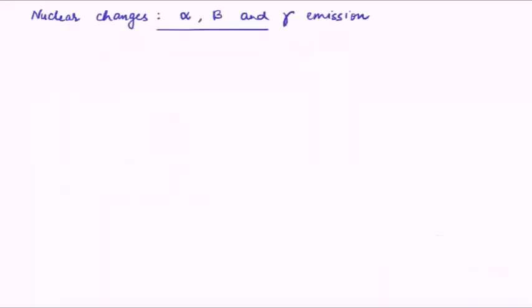We have discussed that during radioactive decay, a nuclear change takes place. Radioactivity is a phenomenon of the nucleus, and during nuclear changes, alpha, beta and gamma emissions take place. Now let us discuss the exact nuclear reactions which take place during each of the independent emissions. Let us begin with the alpha emission.